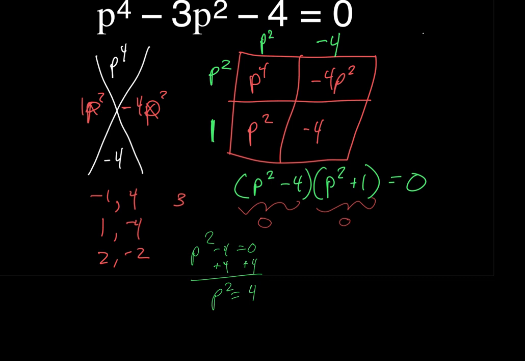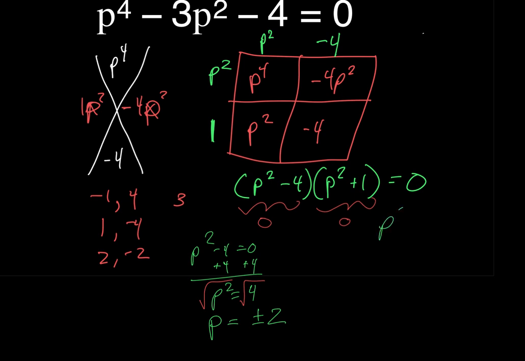How do I get rid of the squared? Square root. P equals plus or minus 4, plus or minus 2. But good, plus or minus, don't forget, when we're square rooting something squared, you have to have the plus or minus.